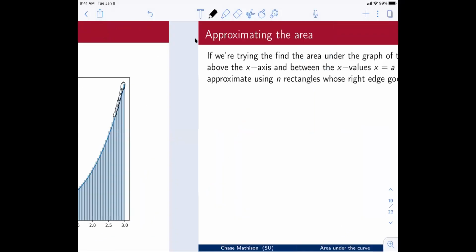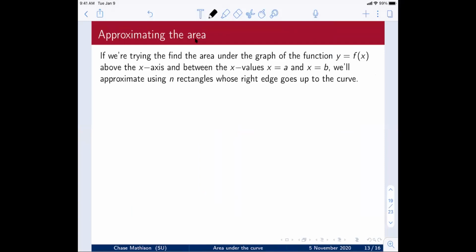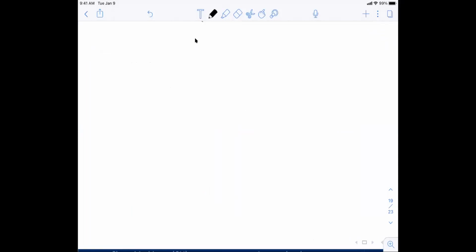Okay. So if we're trying to find the area under the graph of the function y equals f of x, above the x-axis and between the x values x equals a and x equals b, we're going to use n rectangles whose right edge goes up to the curve. Okay, so a picture of what's happening here. I know that's a lot of words.